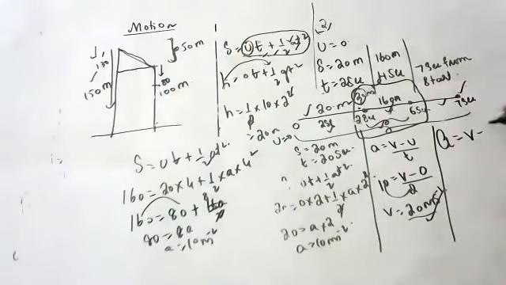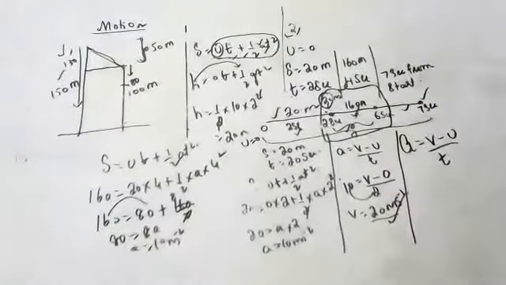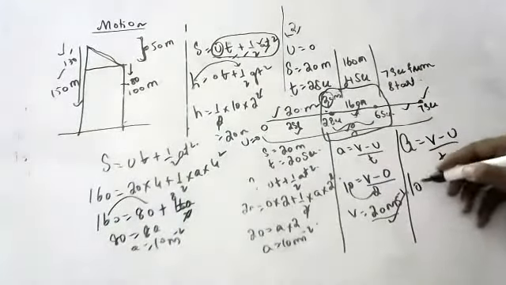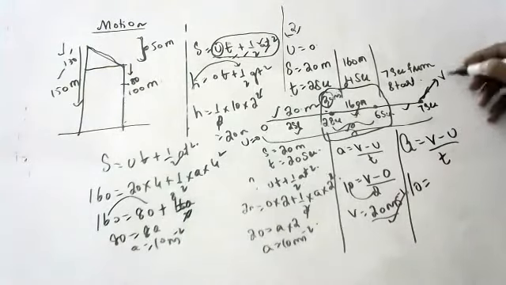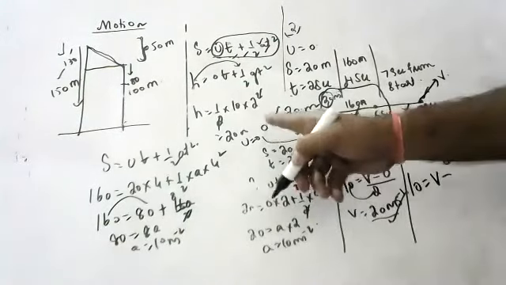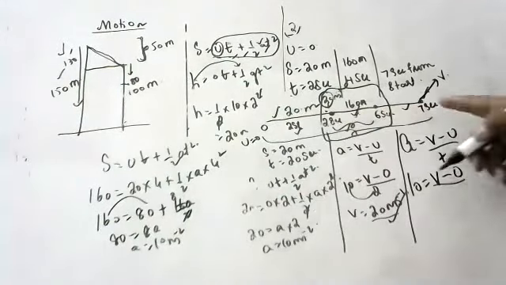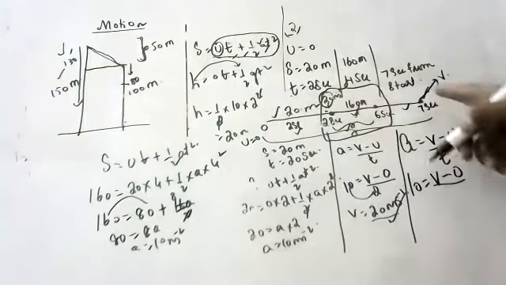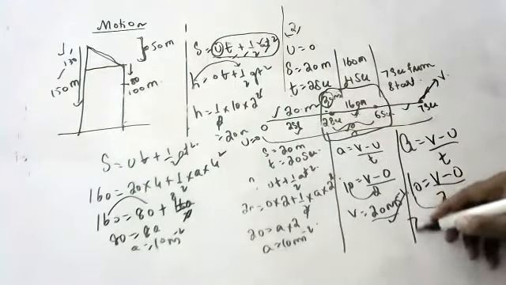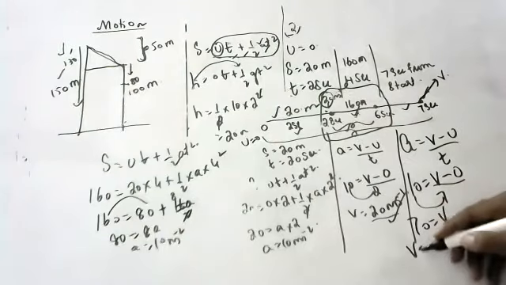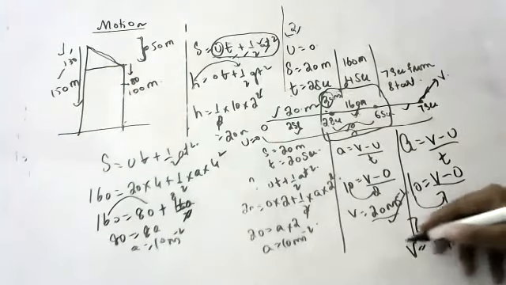Finally, a is equal to (v minus u) by t. What is the acceleration we got, children? 10. He is asking the final velocity here. Initial velocity how much? 0. In how many seconds do you want? 7 seconds. So 70 meters per second is the final velocity.